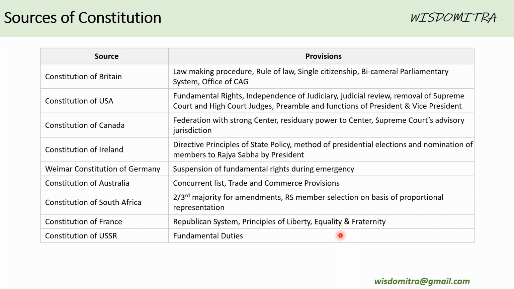So the lawmaking procedure, rule of law, single citizenship, bicameral parliamentary system. Bicameral means having a Lok Sabha and Rajya Sabha, and office of Comptroller Auditor General. These ideas have been taken from Constitution of Britain. So, for example, USA does not have a single citizenship. It has a dual citizenship of the whole country as well as the state to which you belong to. But India did not adopt that idea, even though it was much bigger compared to Britain. It adopted the idea of single citizenship.